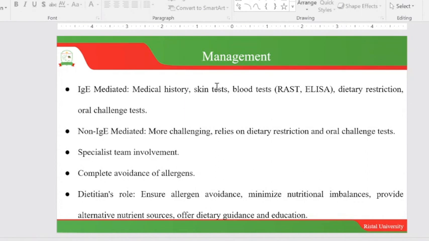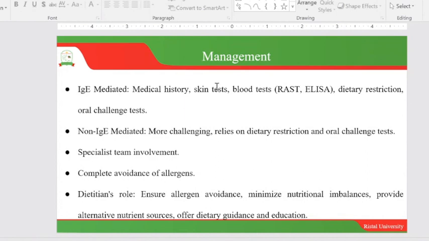When we are trying to manage, we tend to look at the medical history. We take skin tests, blood tests, ELISA, dietary restriction, and the oral challenge test. For the non-immunoglobulin E mediated, this is more challenging and relies on dietary restriction or oral challenge tests. So a special team needs to be involved, and we'll look at complete avoidance of some allergens.